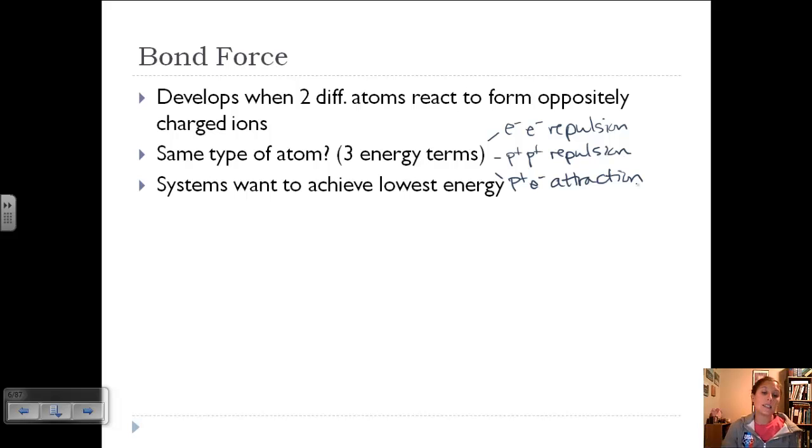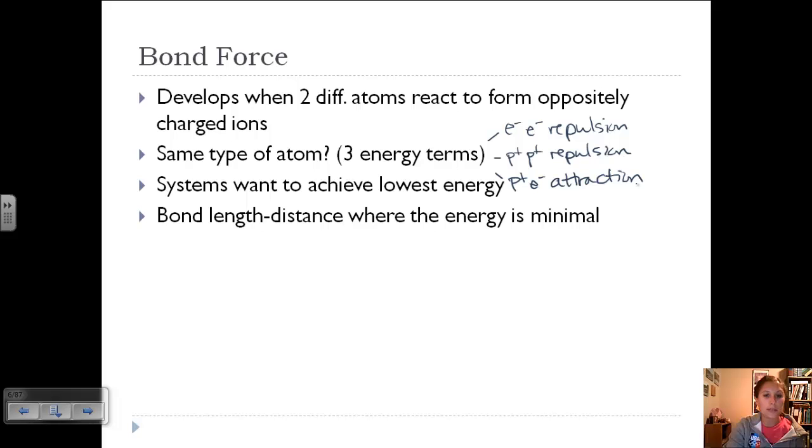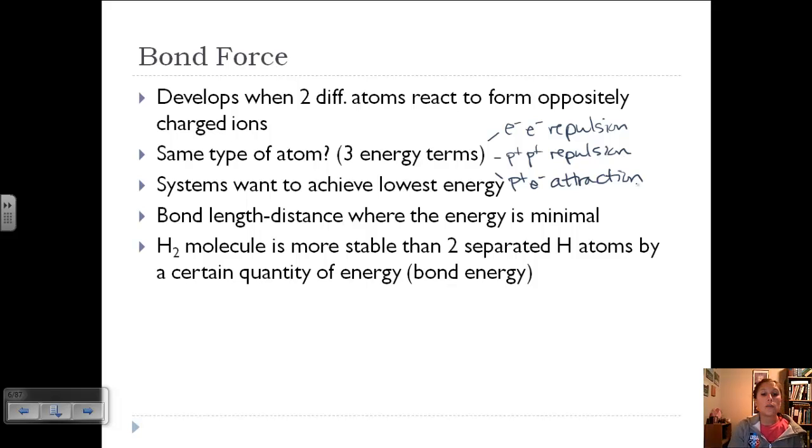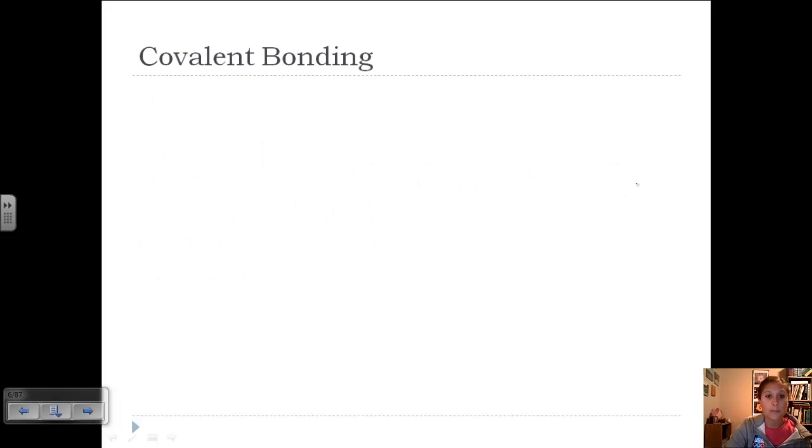So we want a system that will achieve the lowest energy. We talked about that path of least resistance. And we can also look at bond length, which is the distance where the energy is minimal. So all these things are relating to having the lowest energy. So we're talking about what happens when we put two of the same type of atoms together. An H2 molecule is more stable than two separated H atoms by a certain quantity of energy. It's more stable by this amount, and we call that amount the bond energy.